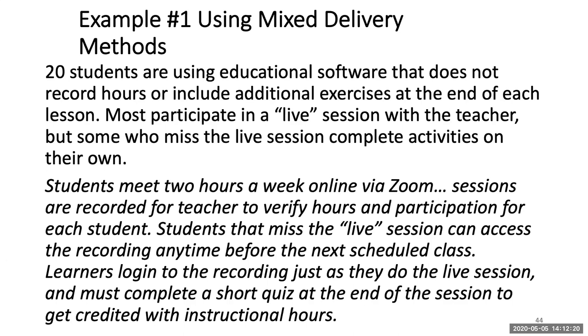But if they miss it, then we're going to apply learner mastery, because the teacher isn't there and we can't really verify what the student is or is not doing. So if they don't make it at that time, we're going to apply learner mastery. So here's an example where for the same students and same class, we're employing two different models and we're specifying which circumstances use one model versus the other set of circumstances that use the other model. Next slide, please.